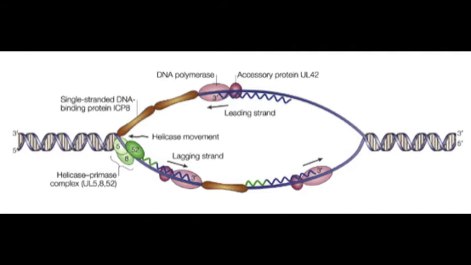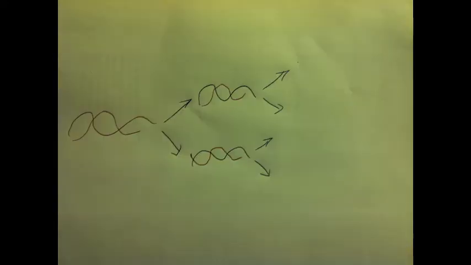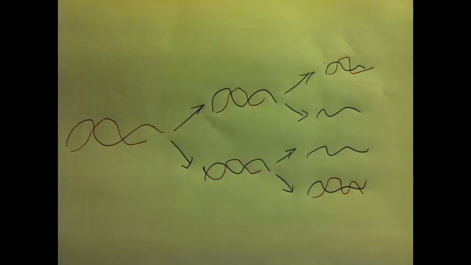This is a replication bubble that contains a replication fork. It is where DNA replication is mechanized. This is the semi-conservative model for DNA replication. Notice how the parental DNA is used as a template for the daughter DNA.